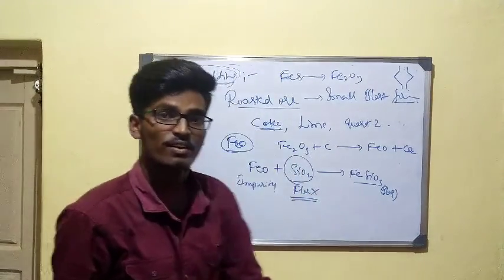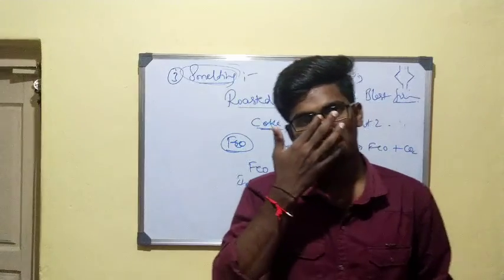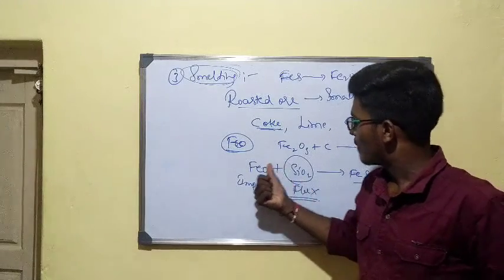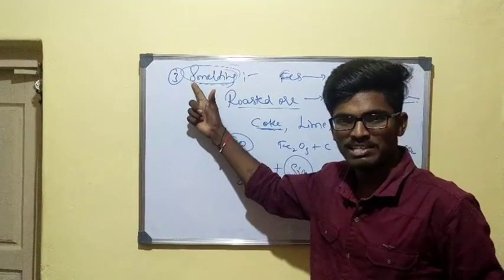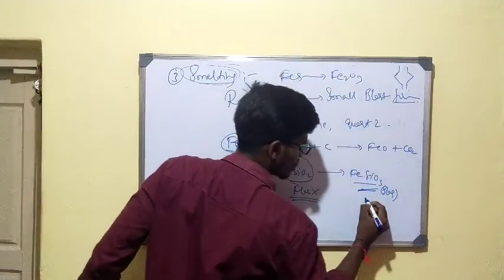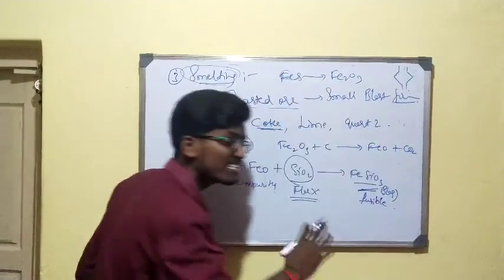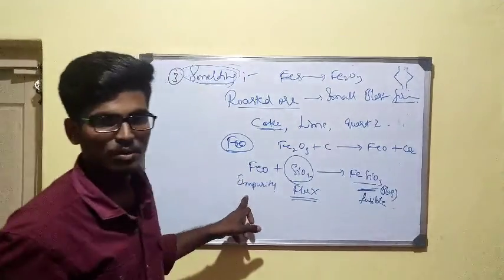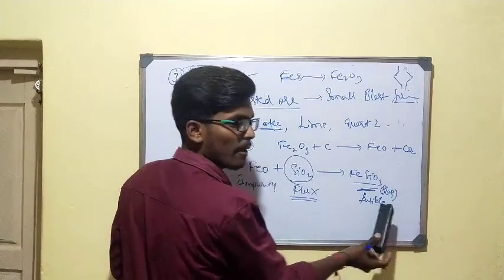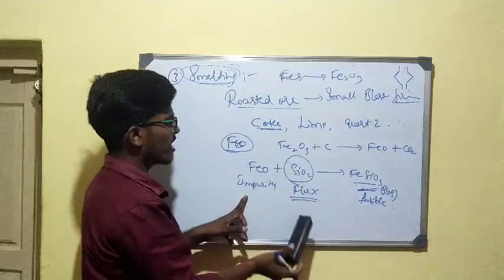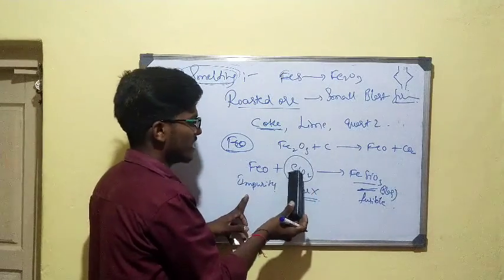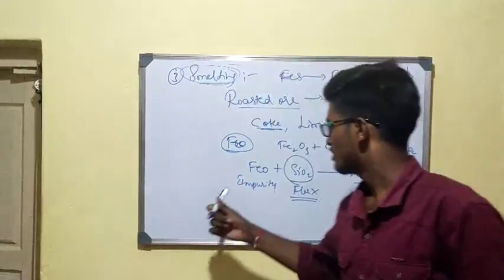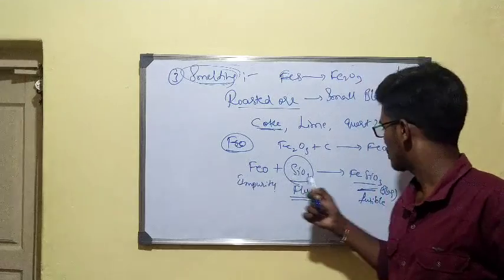And what do you mean by that flux? Flux is a substance which will combine with the impurity in the smelting process to form a fusible slag, which can be easily skimmed off when compared to your impurity. This impurity is not easily skimmed off. That's why I am going to convert this into a fusible slag by using some substance in a smelting process, and that substance is what is known as flux. In this case, your quartz or SiO2 acts as a flux, which combines with impurity like FeO to form iron silicate.